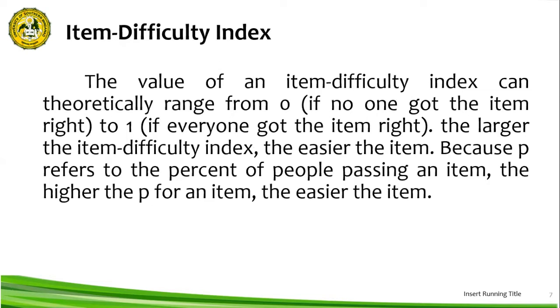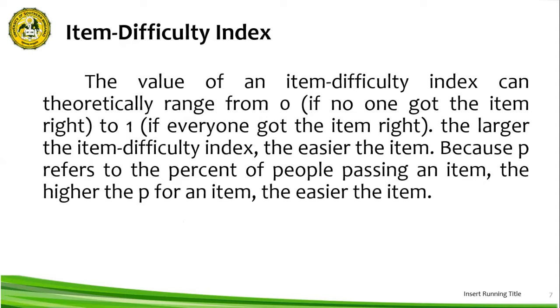Now, the value of an item difficulty index can theoretically range from 0, which means no one got the item right, to 1, which means everyone got the item right. So the larger the item difficulty index, the easier the item. Because the p, which is the item difficulty index, refers to the percent of people passing an item, the higher the p of the item, the easier the item.